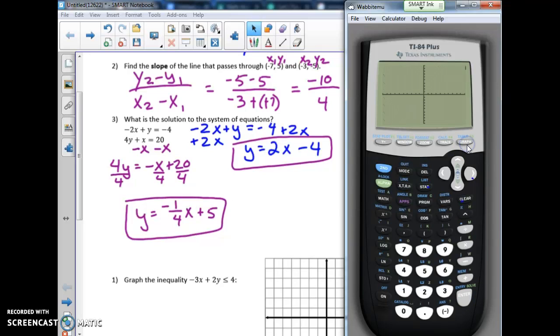And I'm going to hit graph. The one thing is I want to make sure that I can see where they cross or where they intersect, and I can. So I'm going to go ahead and hit second, trace, and I'm going to choose number 5. And then I'm going to hit enter 3 times. So 1, 2, 3. So my solution is (4, 4) because that's where they cross. So (4, 4) is my answer and my solution. All right.